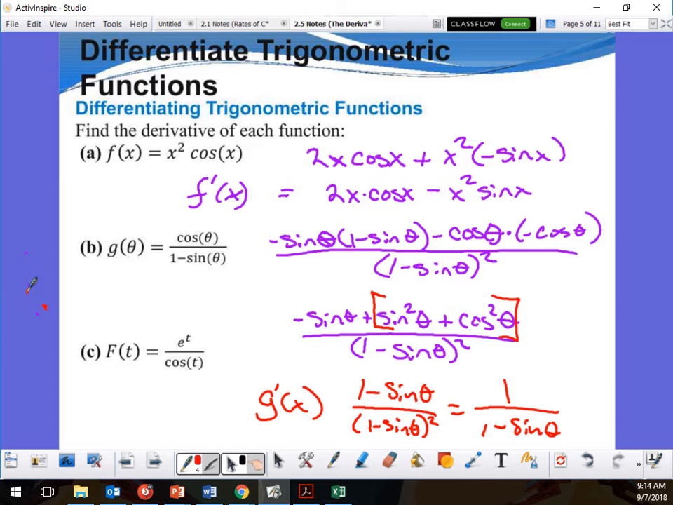I don't know. Maybe. Yeah, I didn't feel like doing C anyway. Okay. Are we okay there? Yeah, here's another example of quotient. Okay. All right, we good?